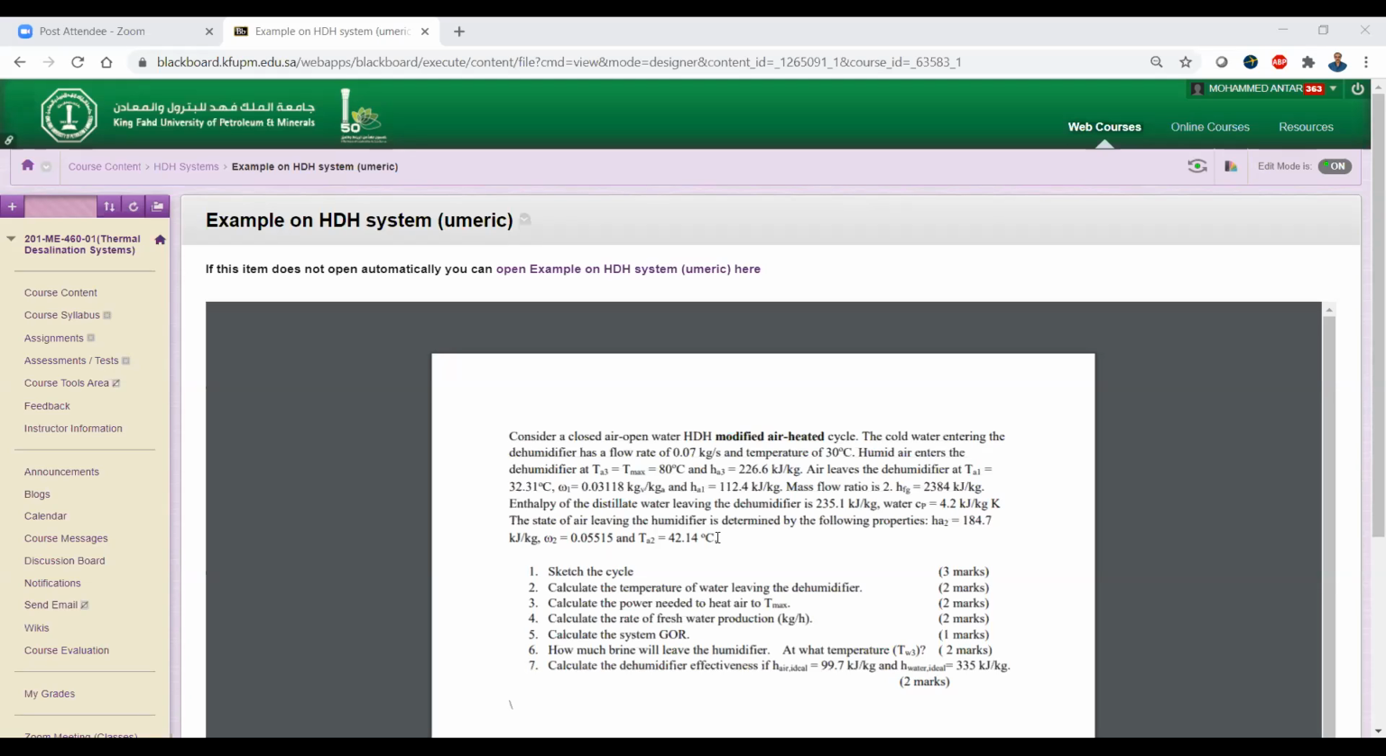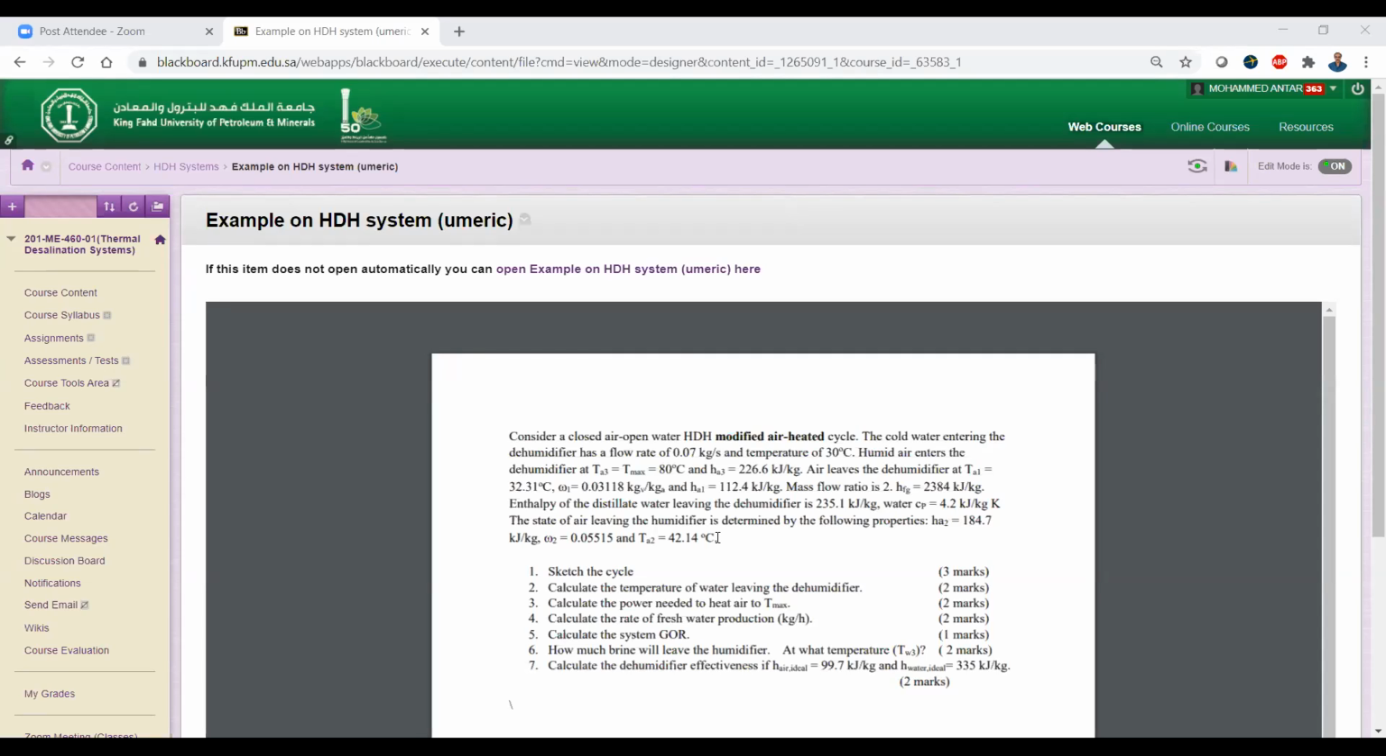Cp is given to you for the water, and normally we utilize this Cp of water in the humidifier. Then the state of air leaving the humidifier is given by H2. The enthalpy of air leaving the humidifier is given as 184.7. Omega 2 is given, and the temperature of air leaving the humidifier is given. So this is specifically detailed information about the states at the inlet and exit of the humidifier and the dehumidifier.